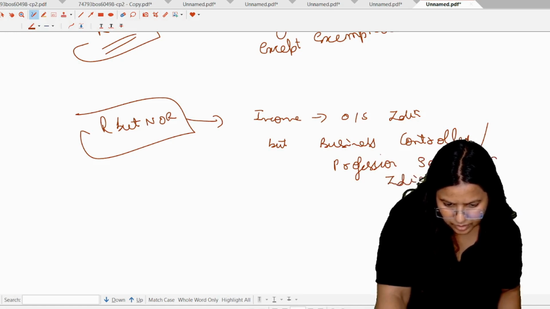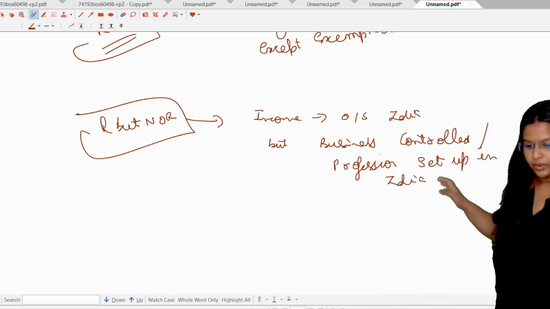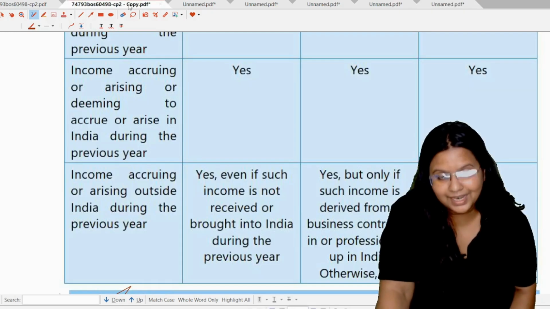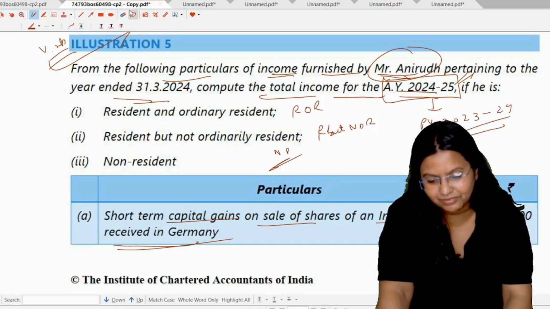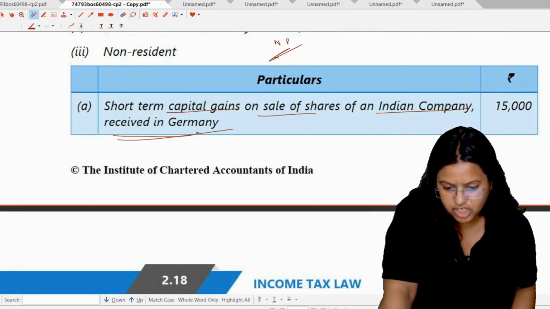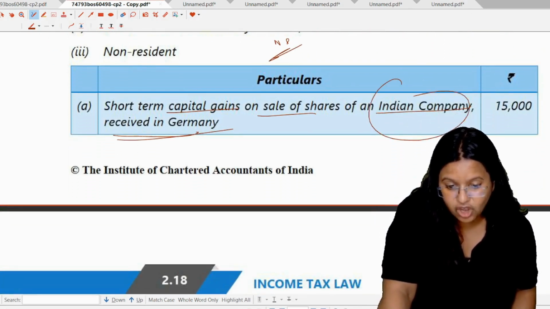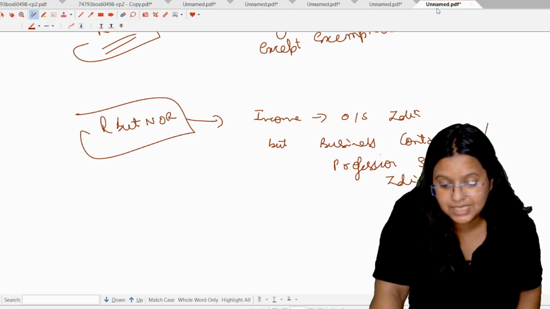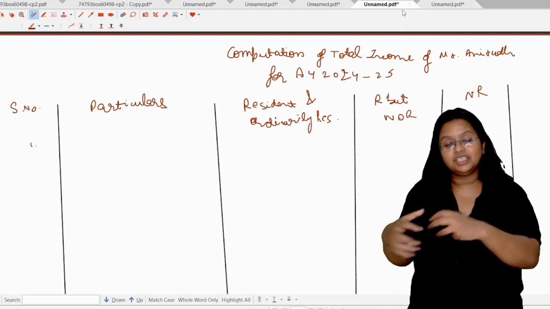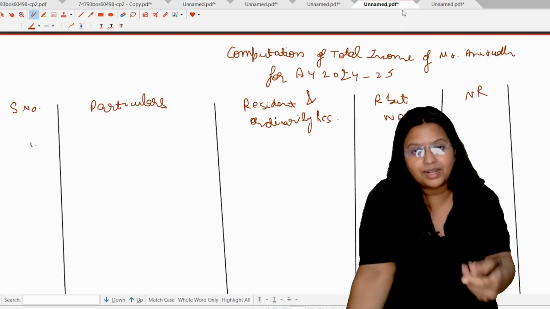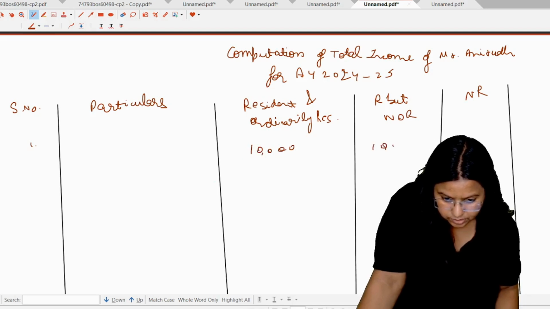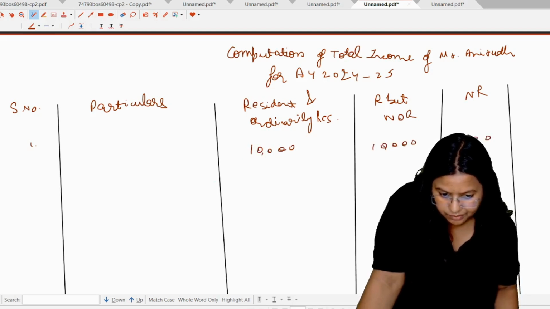Okay. So I hope now you've got all these points. And now I expect that you will be easily able to solve the question we are going to cover. First of all, short-term capital gain on sale of shares of an Indian company. As told, these are shares of an Indian company, so the income accrues in India. So it will be taxable for all the persons. I'm not writing the particulars here. You can write it by yourself.